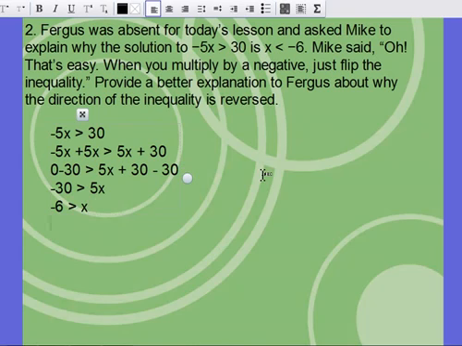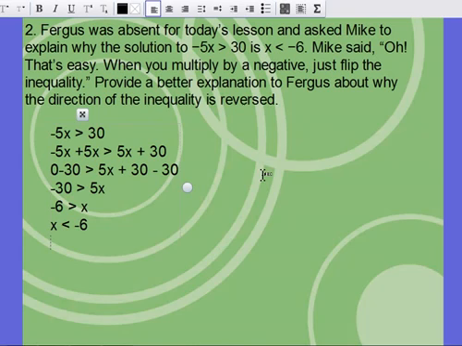Now we need to put that x in the front. Inequalities don't do me a whole bunch of good unless my variable comes first. So now I'm going to flip it around, keeping in mind that my symbol has to stay open to the negative 6 because that is the bigger part. So x is now less than negative 6.